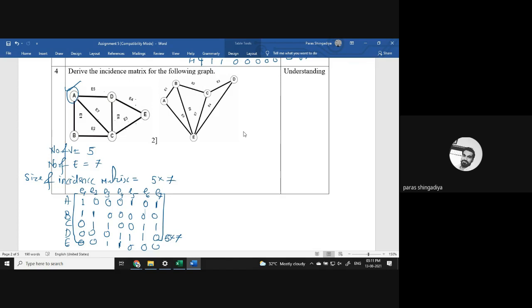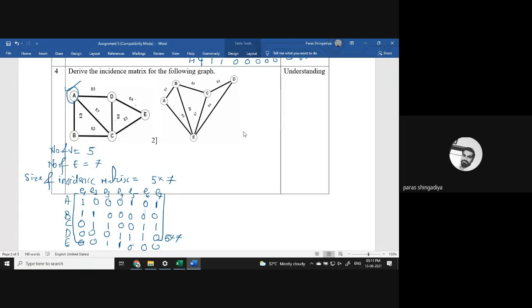Any confusion? Okay, and this notation is arbitrary here. If we change the edge notation, then you will get a different row in place of that, but that is also the same. Clear? Your answer will be the same, as long as each and every column has two 1s, then your answer will always be correct, even if I interchange the edge notation.